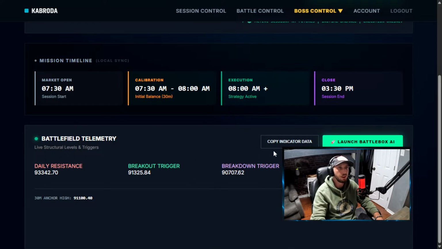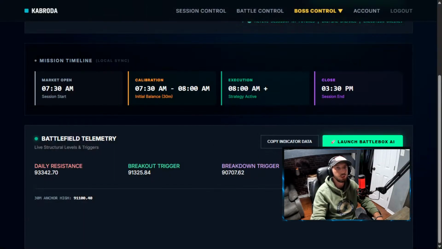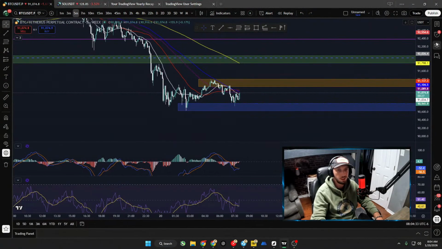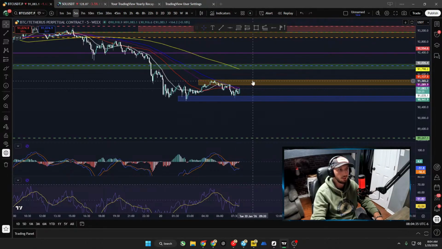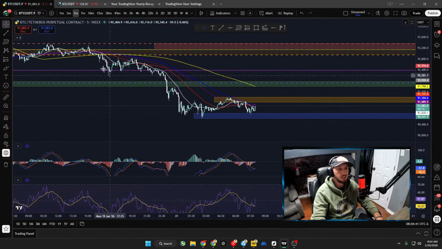We can just go ahead and copy the indicator data right here, and that'll give us what we need for our chart. So we can head back to our chart here. You can see my lines are kind of all over the place. They're actually from yesterday, so you can see the support and resistance right there happening. And then it came down, broke through some of those resistances, came back, and retested.